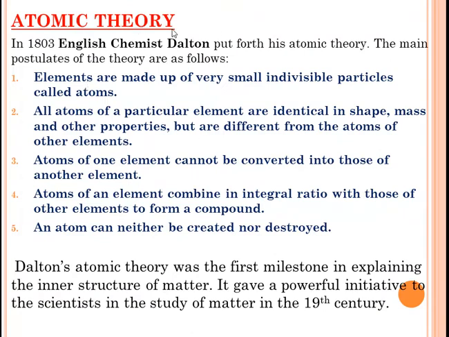First topic was atomic theory. In that, Dalton has given atomic theory. The main postulates of the theory are: elements were made up of very small individual particles called atoms. All the atoms of a particular element are identical in shape and mass, but the atoms of one element will be different from the atoms of another element. The third point was that an atom of one element cannot be converted into an atom of another element. Just now I've said that atoms of sodium we cannot convert into calcium. Fourth point, atoms of different elements combine in an integral ratio to form a compound, for example H2O. Atoms can neither be created nor be destroyed.